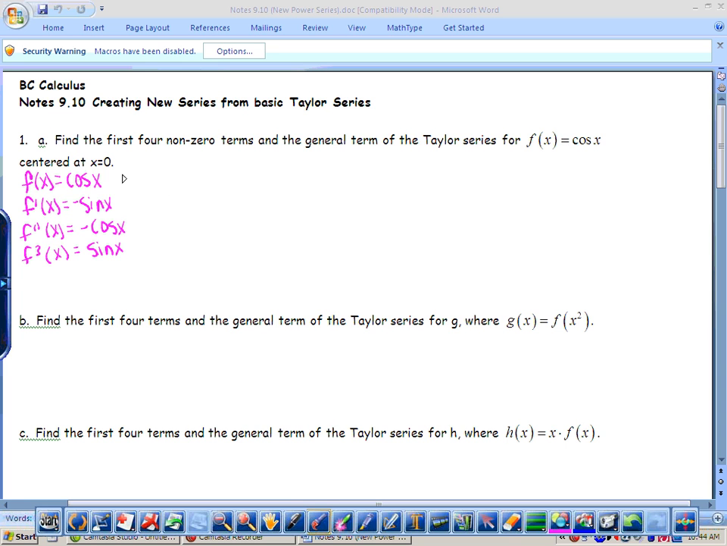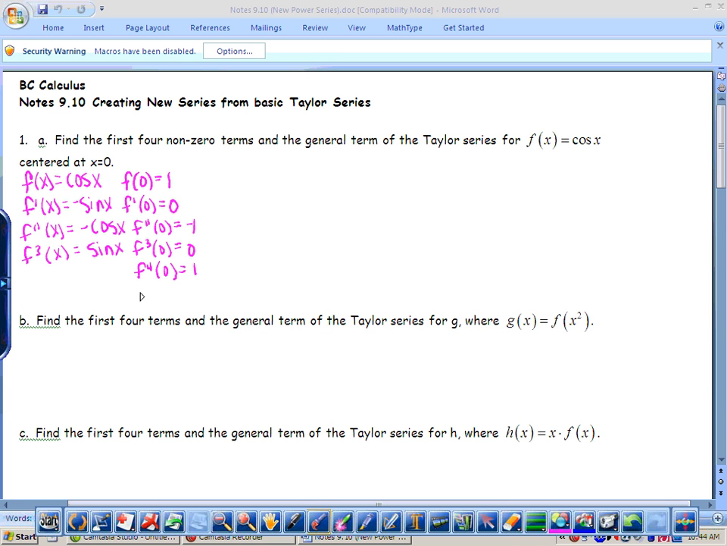So I'm going to stop here and start evaluating all of these at x equals 0, like I have to do to create the formula for the Taylor series. f of 0, what's the cosine of 0? 1. f prime of 0 is 0. f double prime of 0 is negative 1. The third derivative at 0 is 0. Do you see the pattern here? Yes. Your fourth derivative would be positive 1.